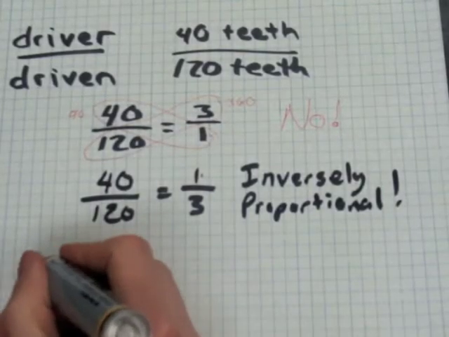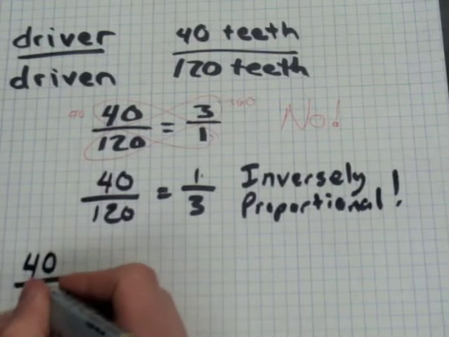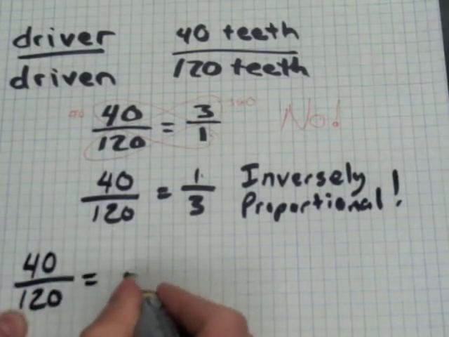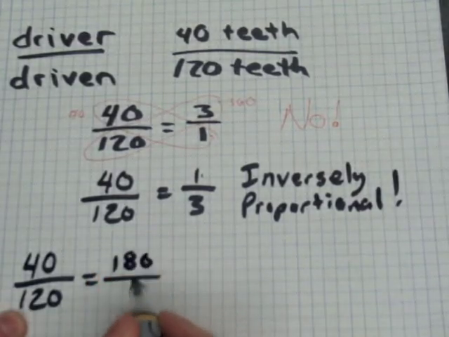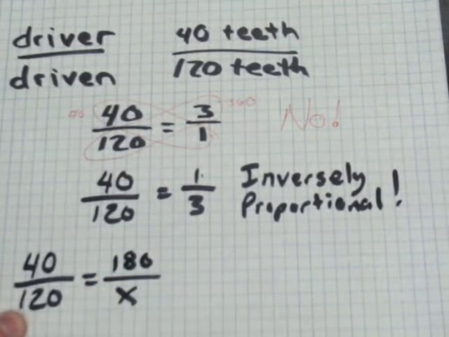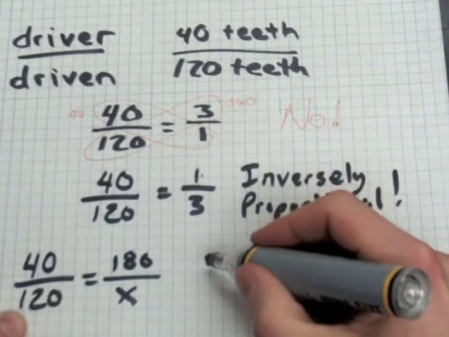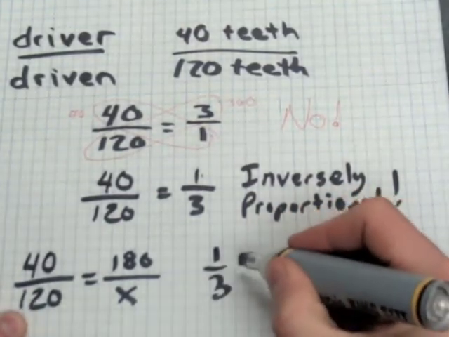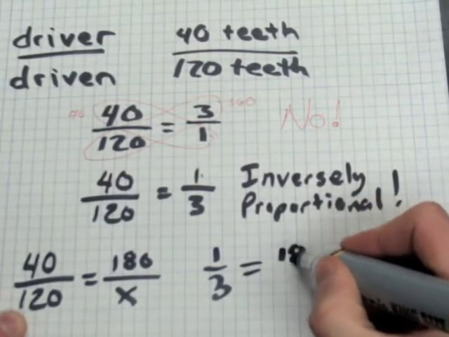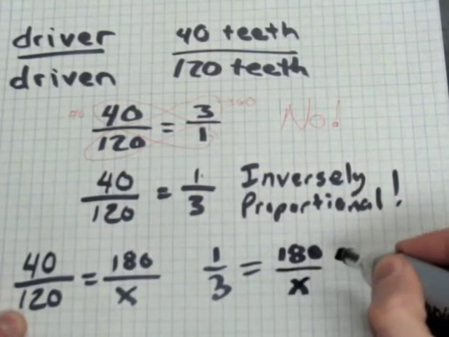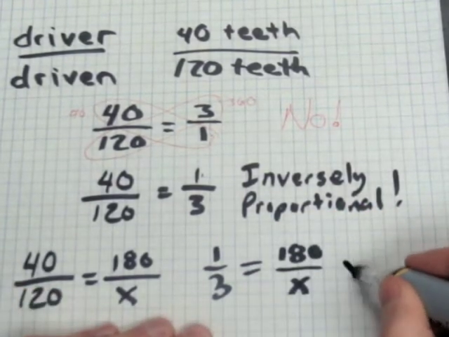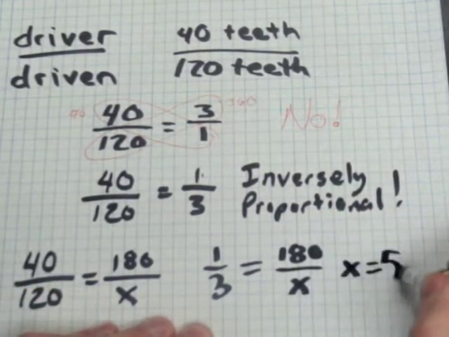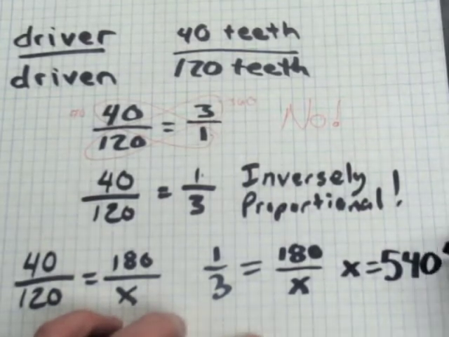All right, for my robot prototype, I want my large gear to turn 180 degrees, so I match that up diagonally with the 120 teeth of the large gear. And I want to know how many degrees my small gear must turn, the driver gear. It helps to simplify 40 over 120 to 1/3, and then to cross multiply to find that the small gear must turn 540 degrees.